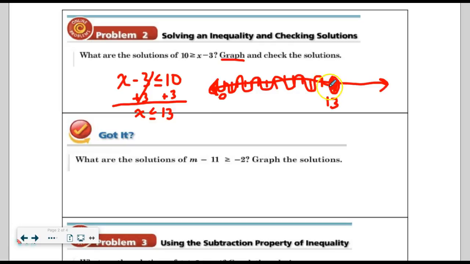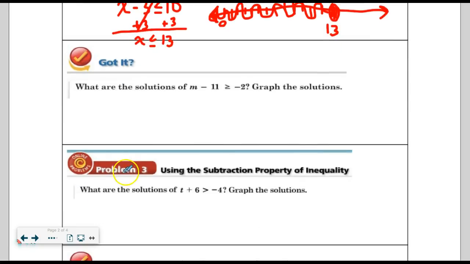Check the solution. Okay, so anything on this line should make it true. Let's choose 0. 0 is less than 13, right? So that's a fact. 2 is less than 13, great. 13 is equal to 13, so technically that works also, right? You can do those checks mentally. Try the next one on your own, please.